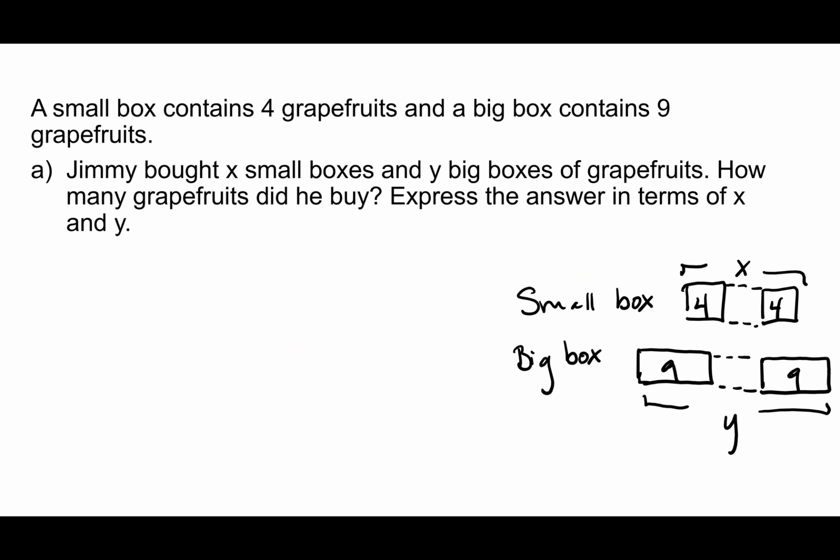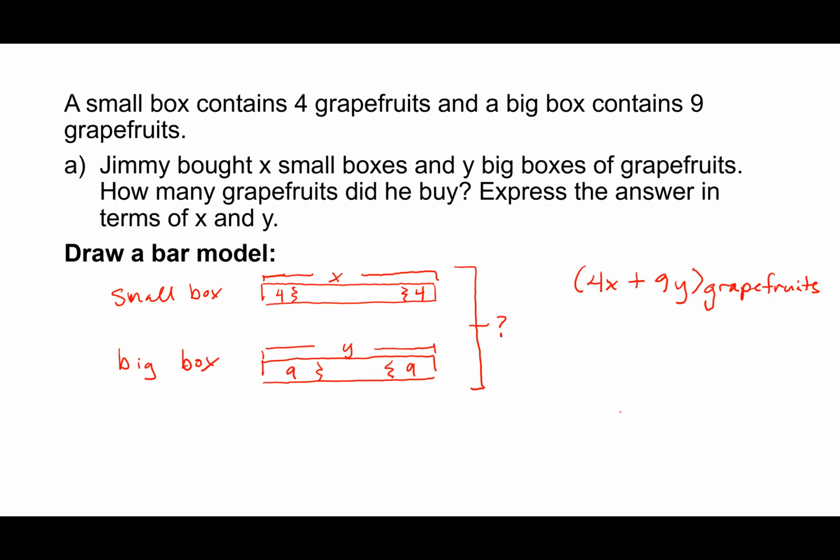So, underneath your slide there, it says number of grapefruits in small boxes. Go ahead and fill that in. It's 4. Number of grapefruits in big boxes. Fill that in. It was 9. And then write your algebraic expression where it says Jimmy bought blank grapefruits. That's 4x plus 9y. Don't forget your parentheses.